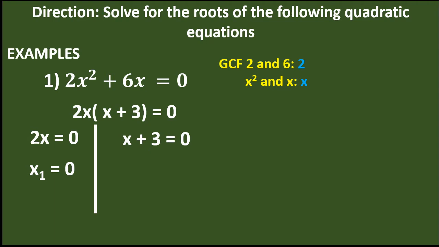What about this x plus 3 equals 0? The first thing that we need to do is to use the additive inverse. So we have to add the inverse of positive 3, which is negative 3. If we are going to add negative 3 on both sides of the equation, we have positive 3 minus 3, that is equivalent to 0. And then 0 minus 3, the answer is negative 3. So our x is equals to negative 3.